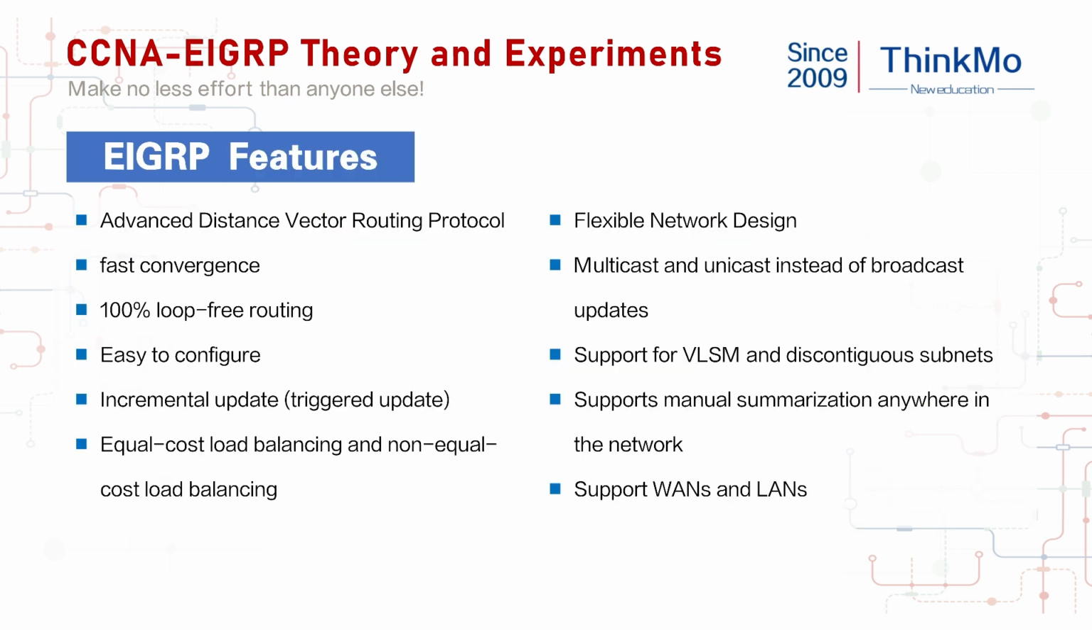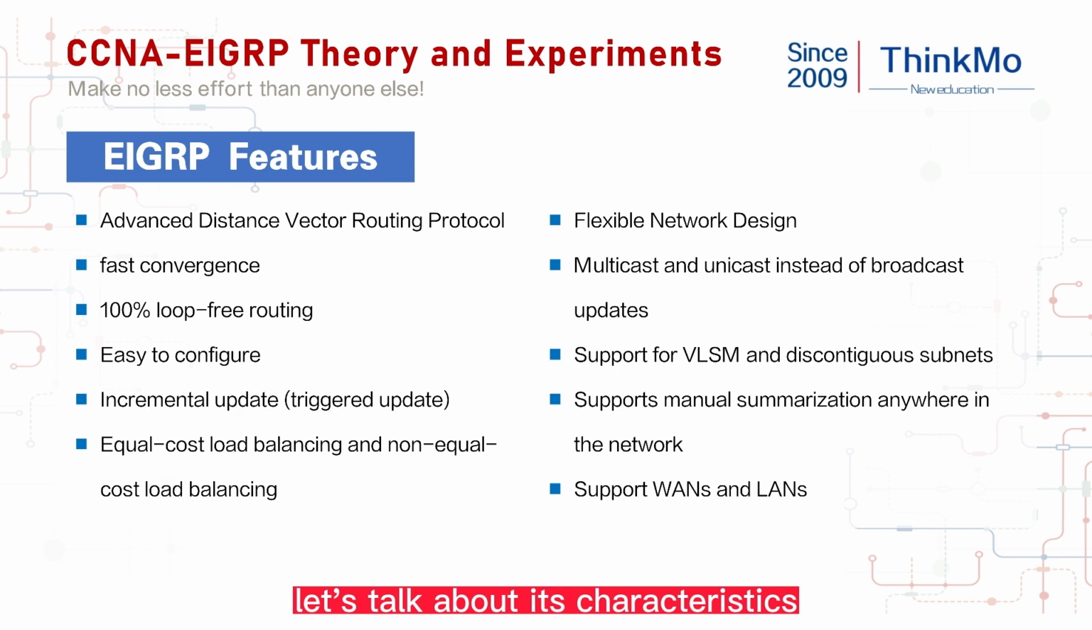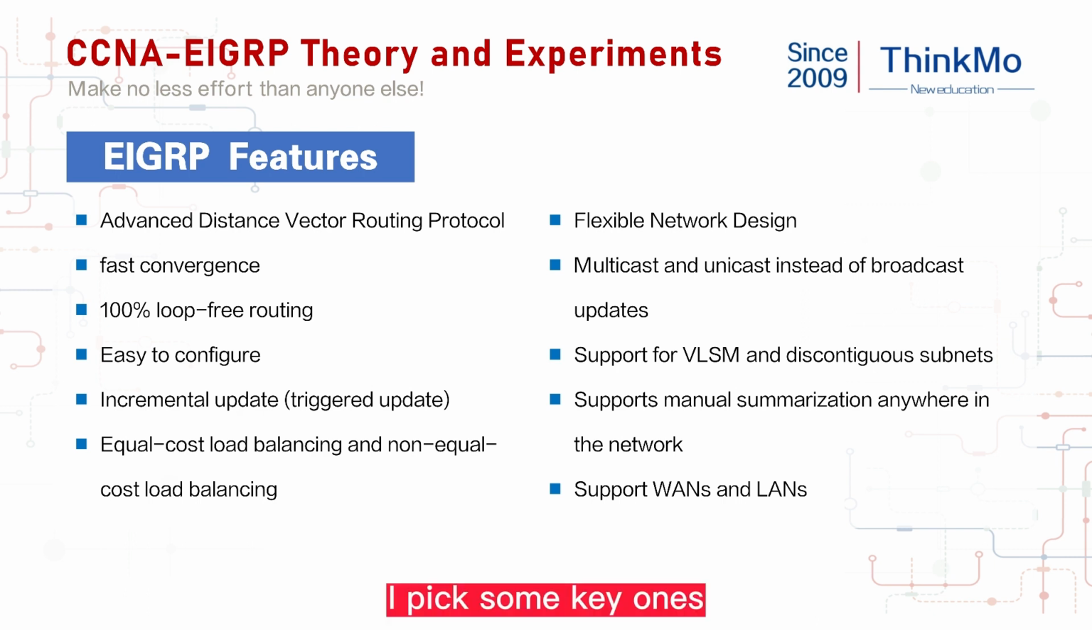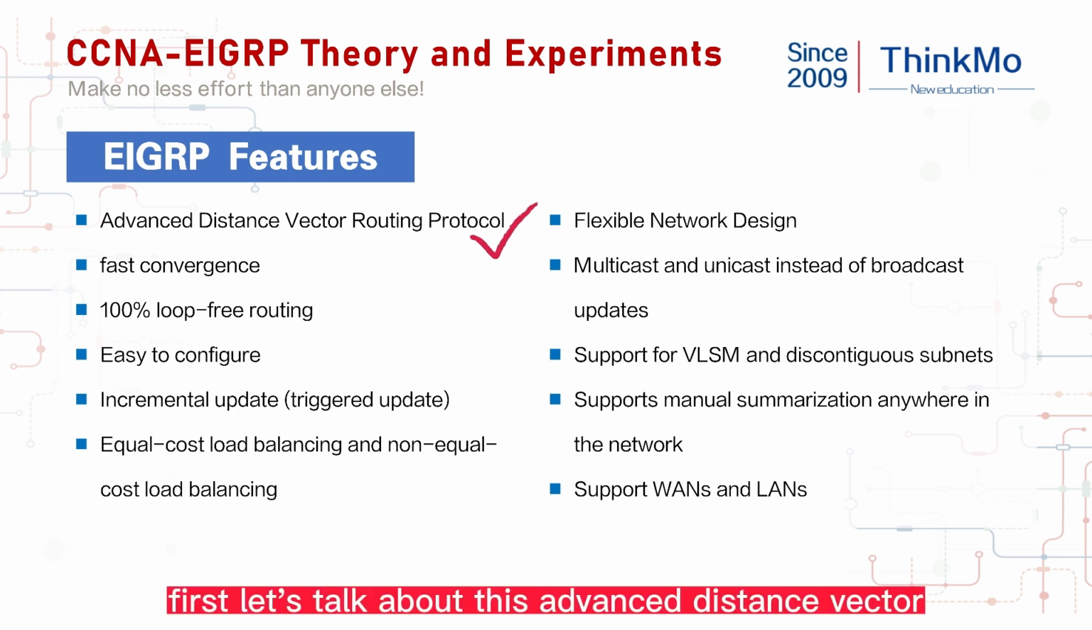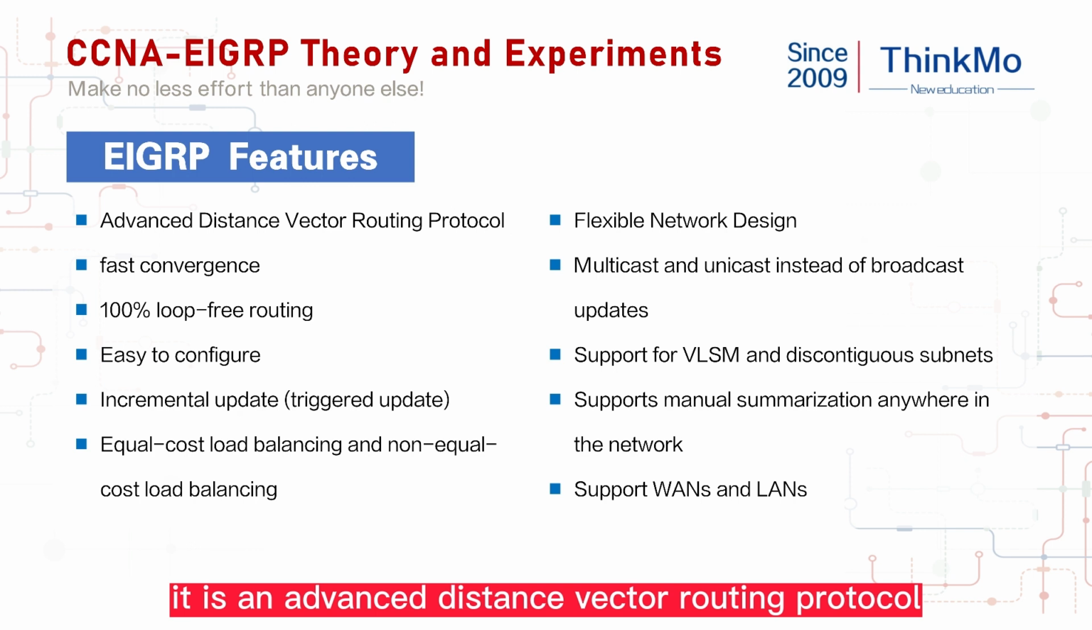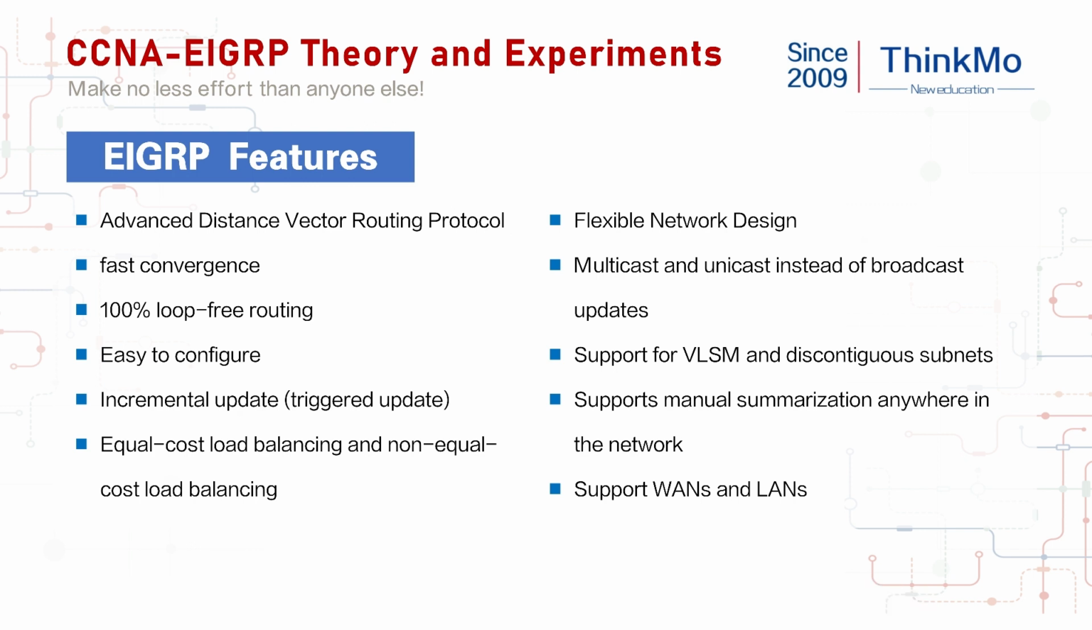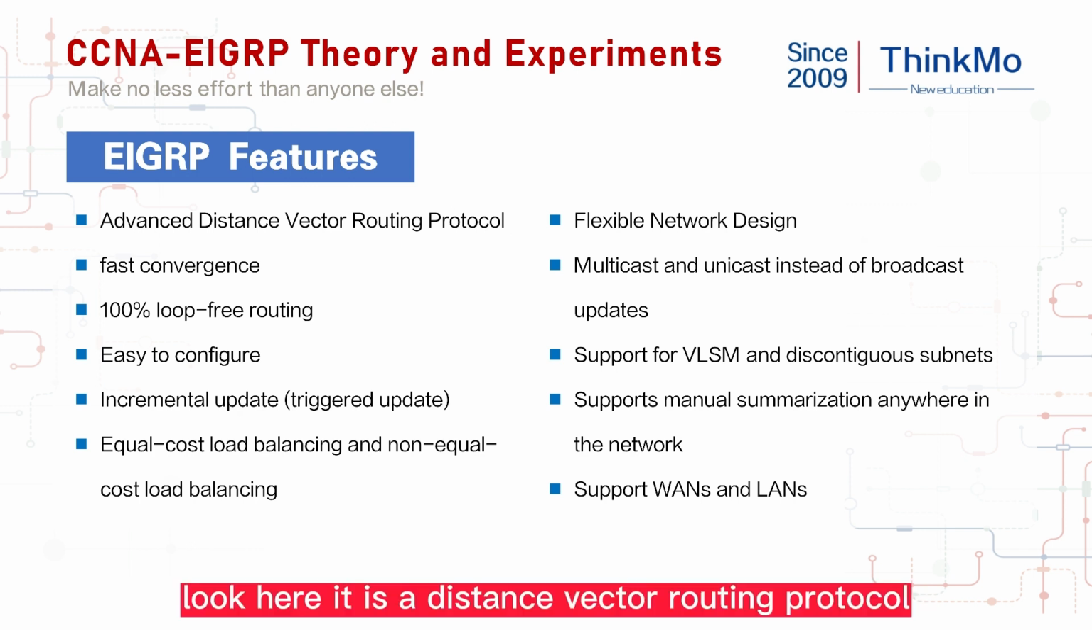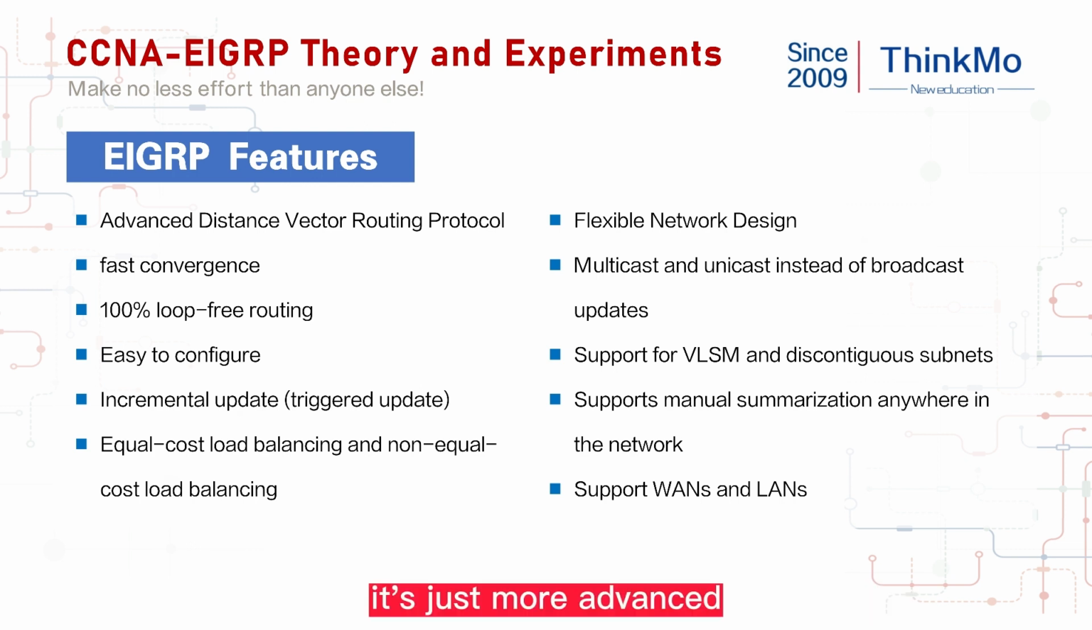Next, let's talk about its characteristics. There are a lot of them, so I pick some key ones. First, let's talk about the advanced distance vector. It is an advanced distance vector routing protocol. Look here, it is a distance vector routing protocol. It's just more advanced.